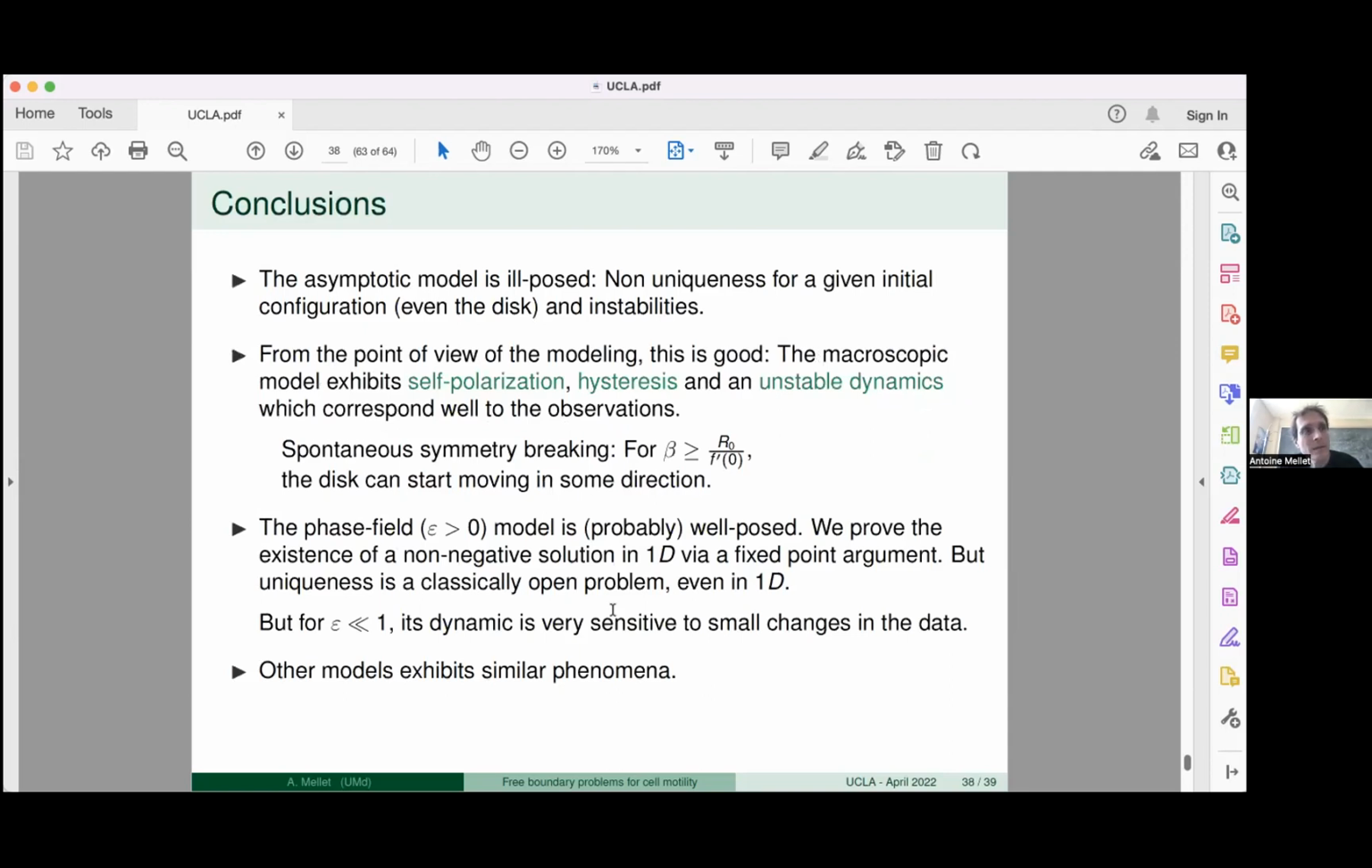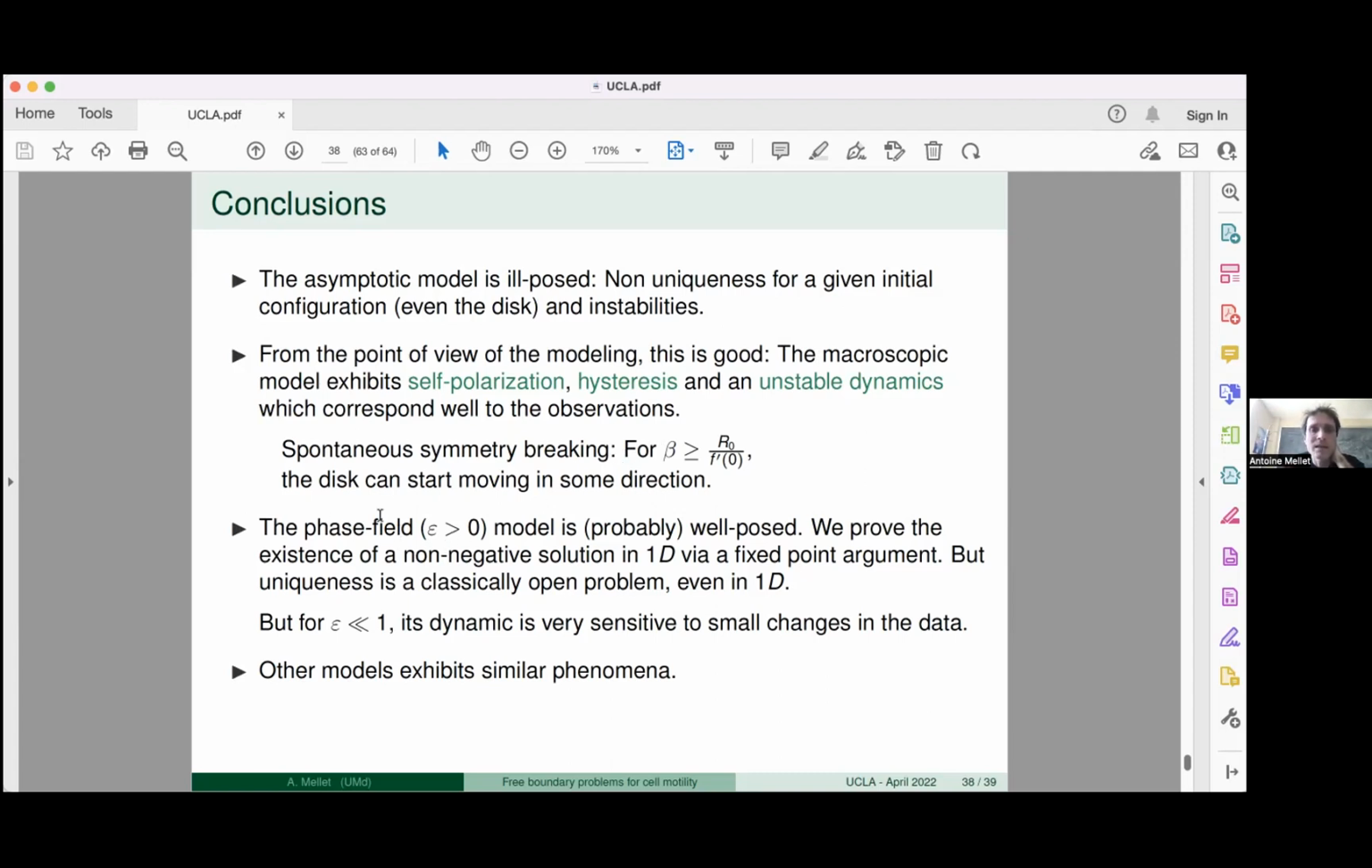So, I mean, the conclusion of all of this, right, is that we were able to show that the asymptotic model has all the features we wanted. It's ill-posed, it's terrible, but it's exactly what we wanted. We have instabilities, we have this hysteresis and self-polarization phenomena, and we have this critical value of beta, right, at which things start happening.